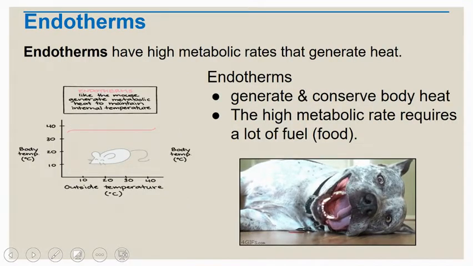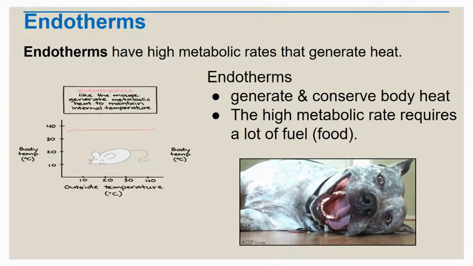Now, endotherms, which are ourselves, have a really high metabolic rate that is able to generate heat itself. So endotherms are able to do things within their bodies that help hold a consistent temperature despite what the outside environment is. Our bodies react certain ways to either release excessive heat or conserve heat, depending on the outside environment. So endotherms are able to generate body heat and conserve body heat when needed.